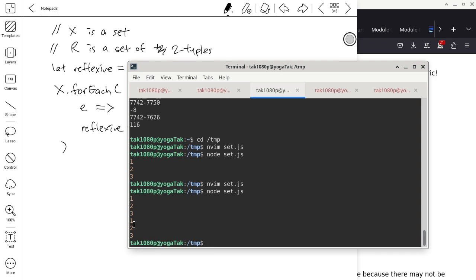How many people know JavaScript already, or at least a little bit of JavaScript? Okay. It's a useful programming language. It's not the best, not by a long shot, but it's pragmatic. Why is it pragmatic? Why do you think JavaScript is a pragmatic programming language?